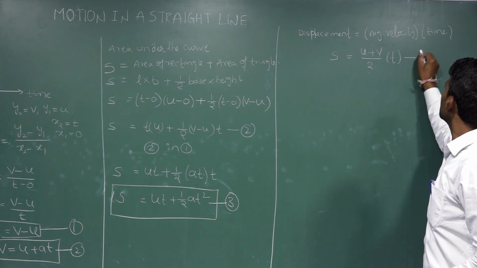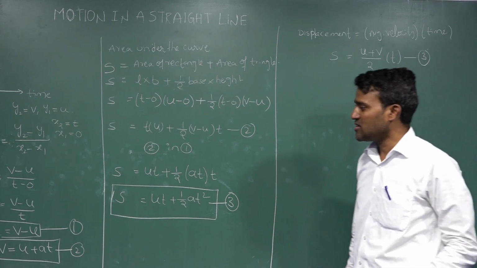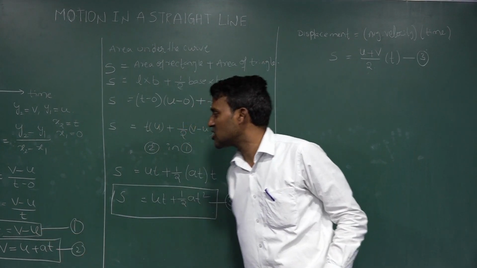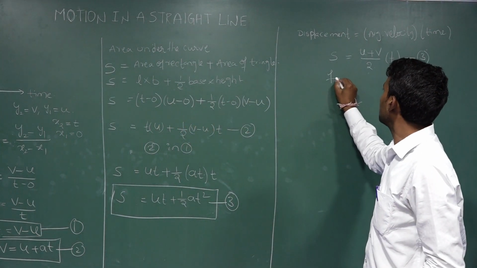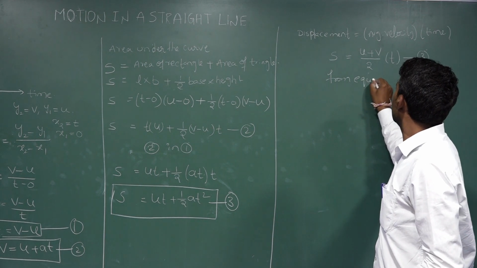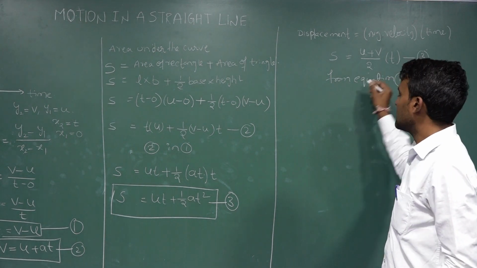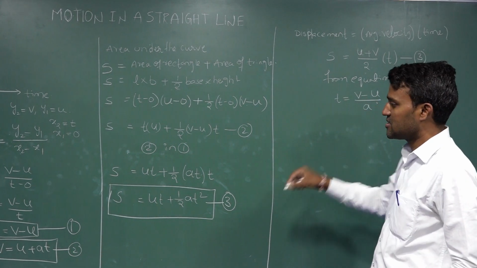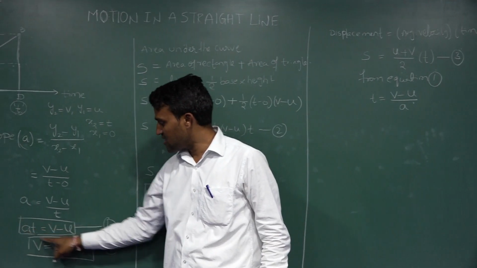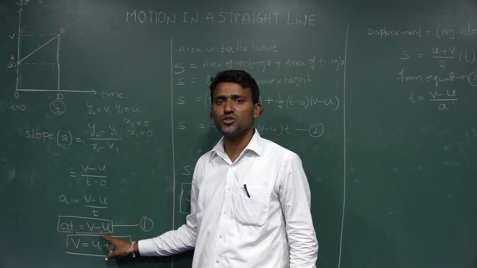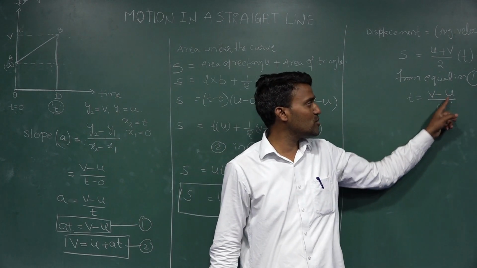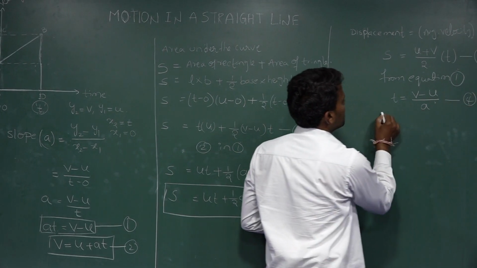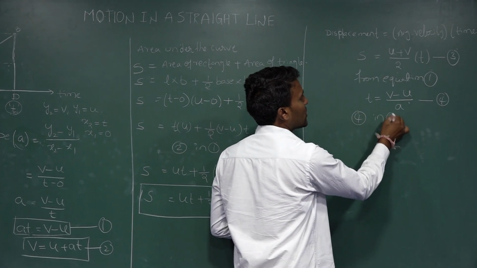Now, this is equation number 3. From equation 1, at is equal to v minus u. So t is equal to v minus u divided by a. This is equation number 4. Substitute equation number 4 in equation 3.